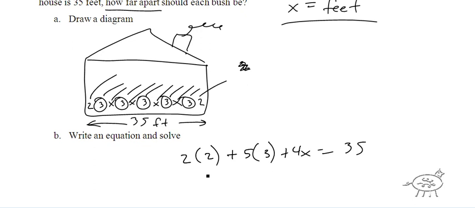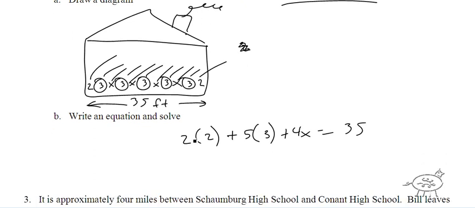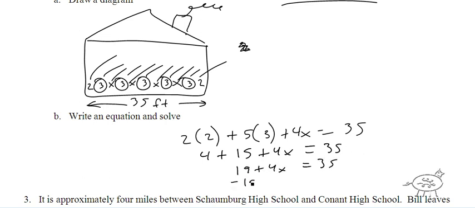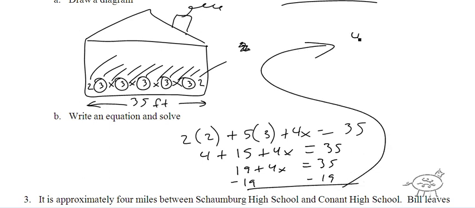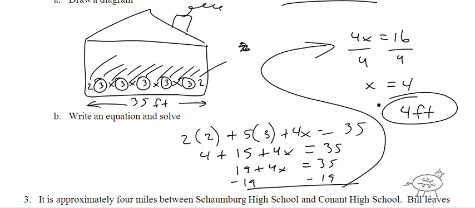All right. So let's combine. Let's do a little work here. We have 4 plus 15 plus 4x equals 35. Combine like terms, so we get 19 plus 4x equals 35. Subtract 19 from both sides. So 4x equals 35 minus 19, which is 16. And then divide by 4. So x is equal to 4. So again, that's going to give you most of the points, but your final answer is going to be 4 feet. That's how far apart the bushes should be.